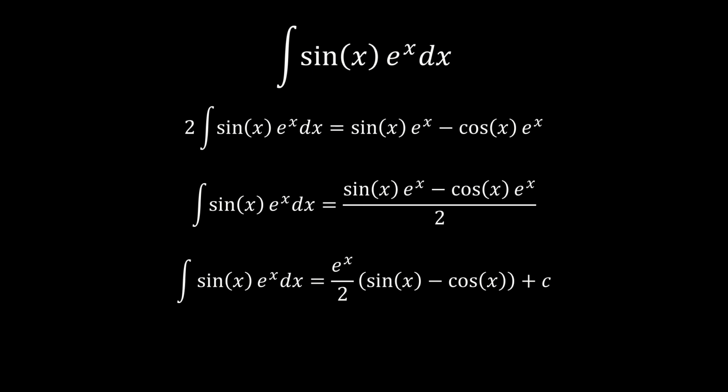And then just like before, we can take that and divide by 2, so that the integral of sine x e to the x dx equals sine x e to the x minus cosine x e to the x times 1/2. Pulling out like terms, that's just going to be e to the x over 2 times the quantity of sine x minus cosine x, and then adding in our integration constant.